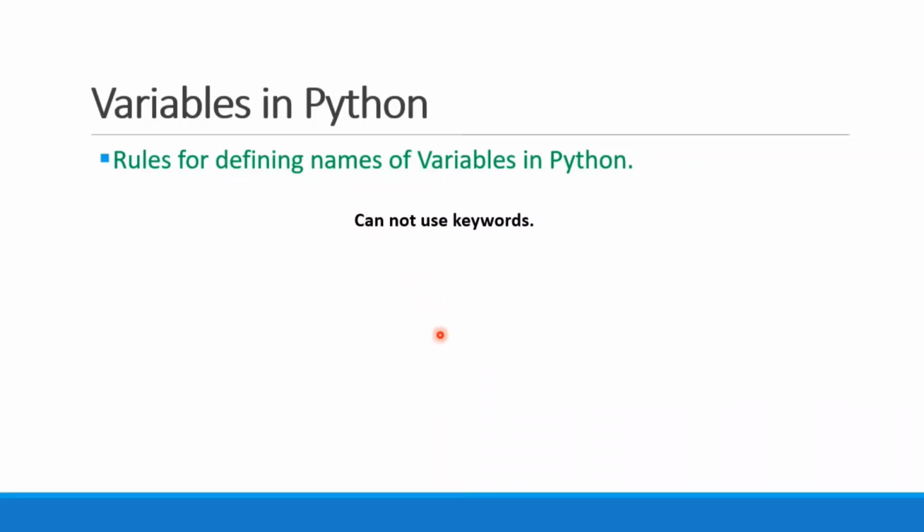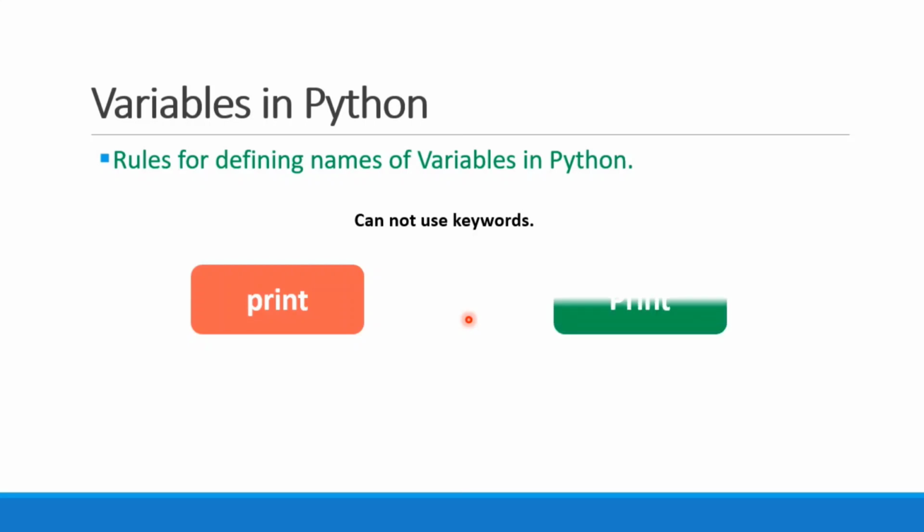And the last rule for defining a variable name in Python is that you cannot use keywords as a variable name. For example, print is a keyword, so you cannot write your variable name as print, because print has some special meaning in Python and you cannot give your own meaning or your own value to this print. But I said that Python is case sensitive, so this Print is a legal variable name. Why? Because here I have written a capital P. So I can give it my own meaning, but to this print I cannot give my own meaning because it has a special meaning in Python and it is a keyword. This Print is not a keyword, so I can use it as my variable name.